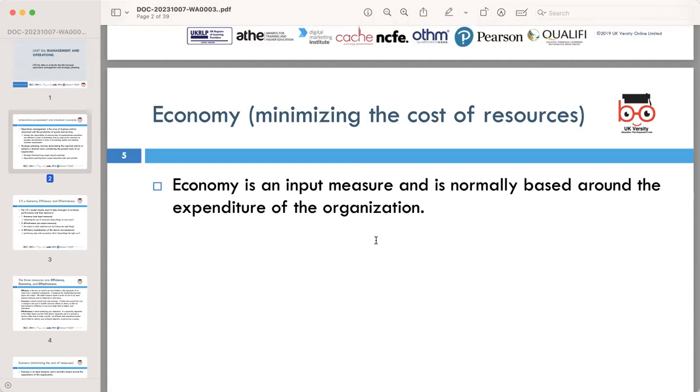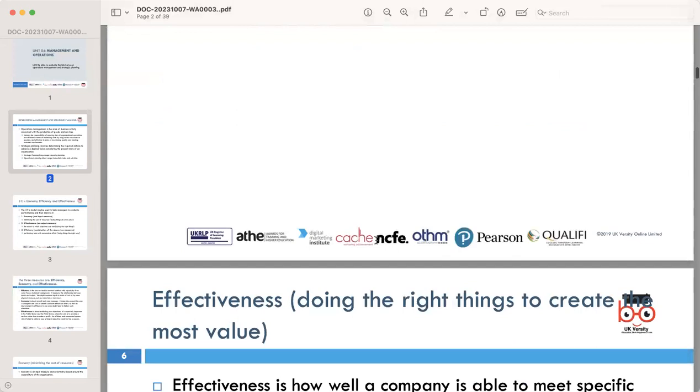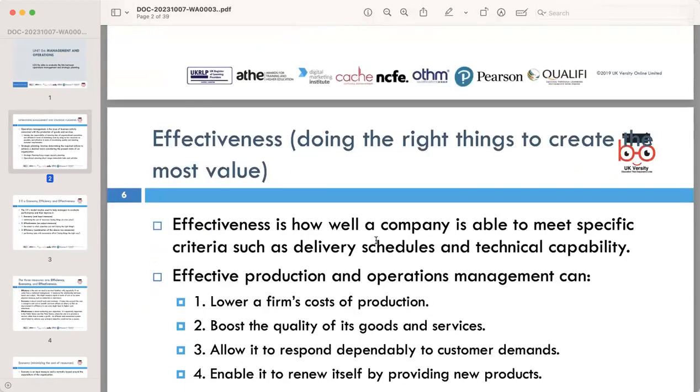Okay, so economy is an input measure and is normally based around the expenditure of an organization. Then effectiveness: doing the right thing to create the most value. Effectiveness is how well a company is able to meet specific criteria such as delivery schedule and technical capability.